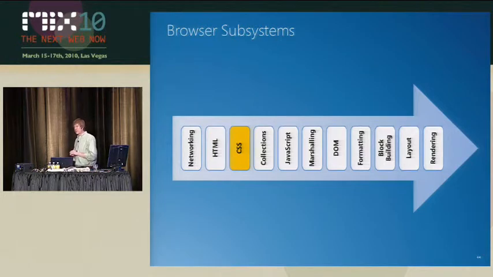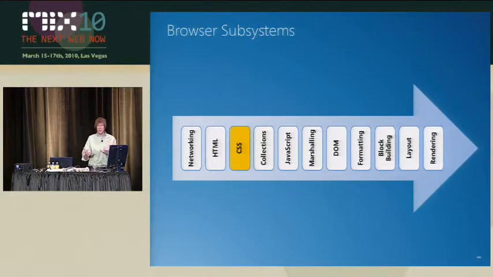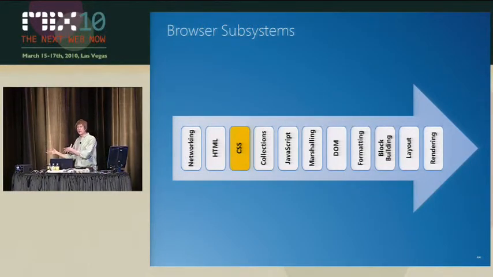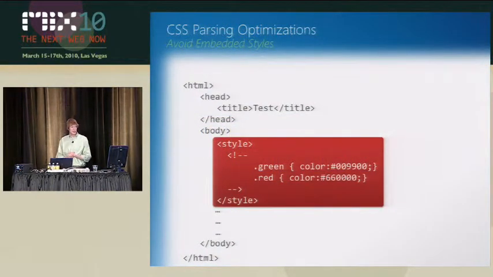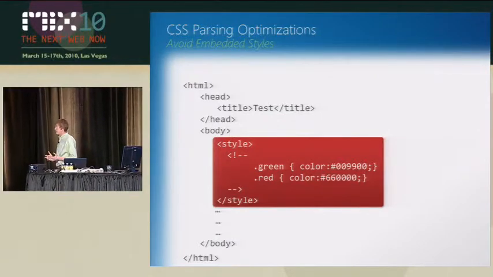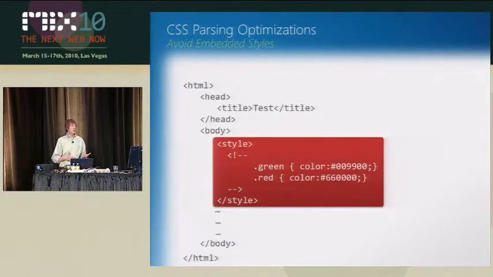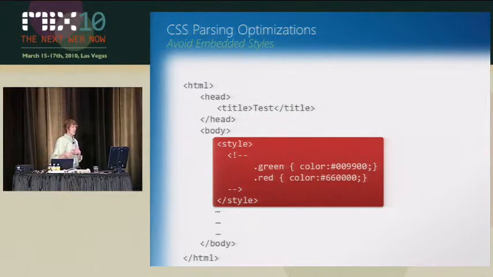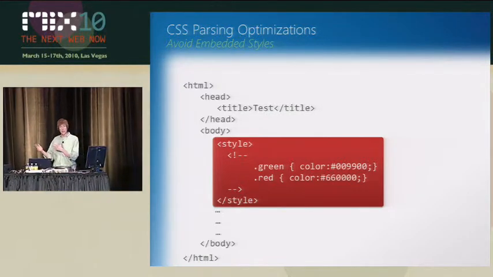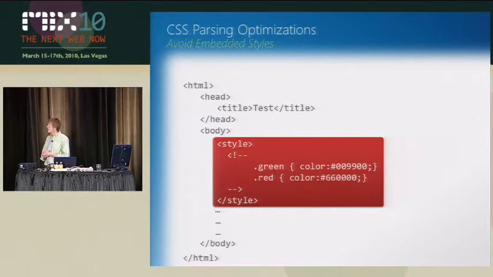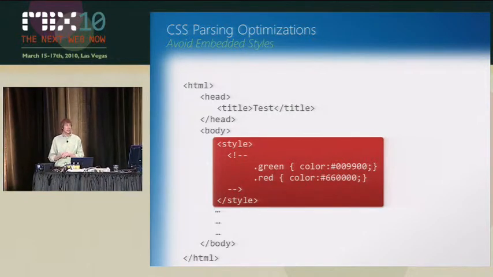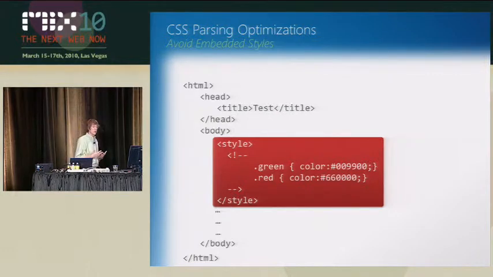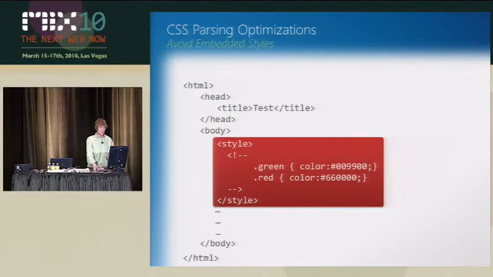So the third subsystem that really comes into play is the CSS parsing subsystem. As the HTML parser encounters CSS, it's handed over to the CSS parser. And there's a couple of really important best practices here that are very similar to the JavaScript best practices. The first is to avoid embedded styles. This is less important in Internet Explorer 8 and some of the modern browsers. But this pattern can significantly slow down the performance of loading web pages, again, in some older browsers.